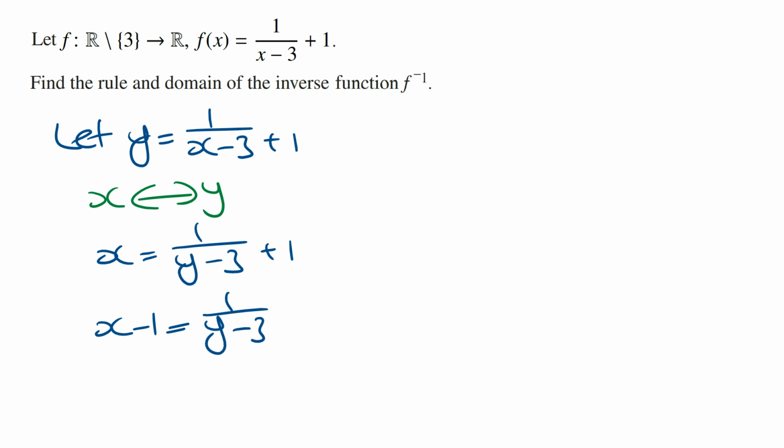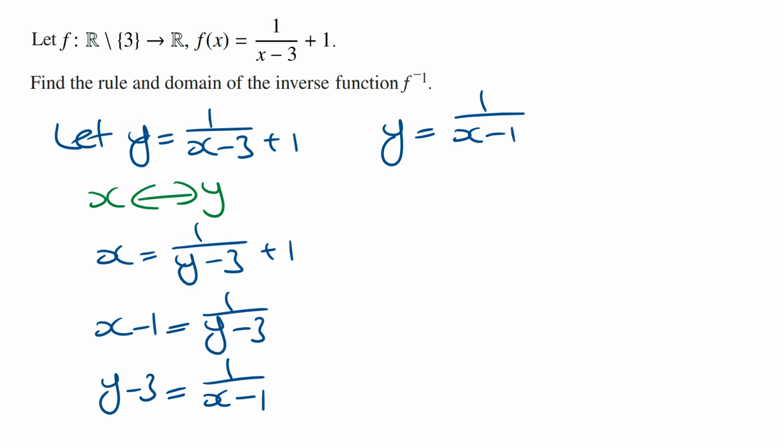From here, I'm going to do 2 steps in 1, multiplying both sides by y minus 3 and then dividing by x minus 1. And so we're going to get y minus 3 is equal to 1 on x minus 1. And so solving for y, y is equal to 1 on x minus 1 and then plus 3. And so this is going to be the rule of f inverse. But we can't leave it as y. We need to state that f inverse of x is equal to 1 on x minus 1 and then plus 3.